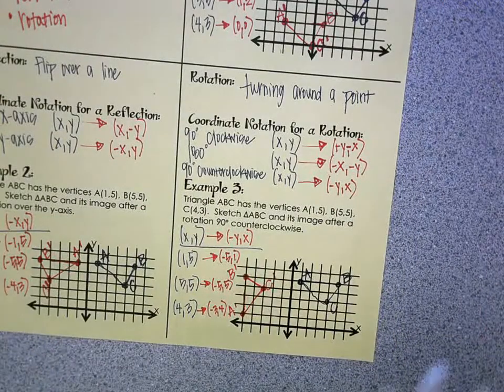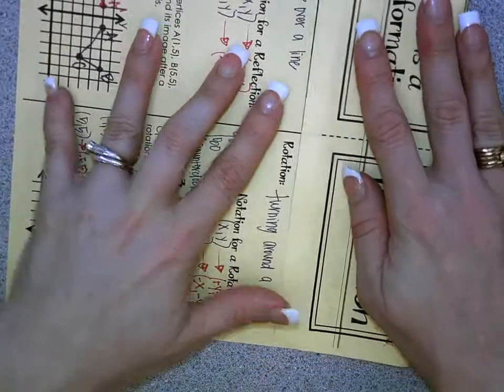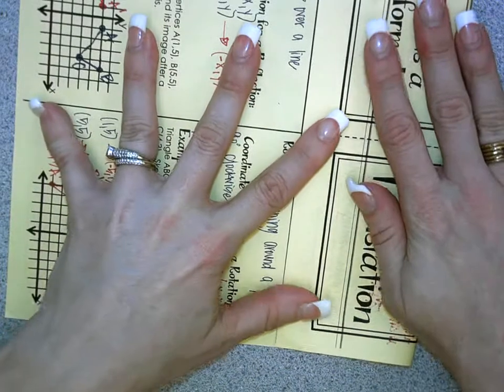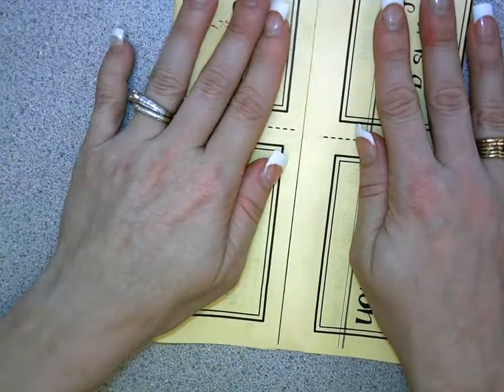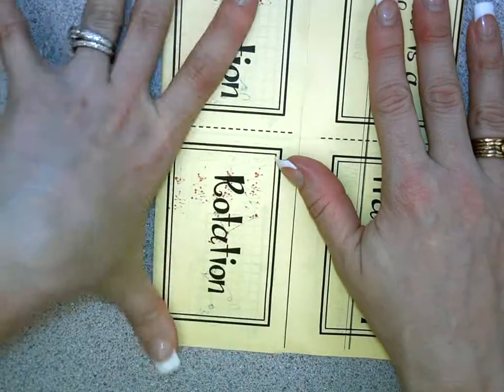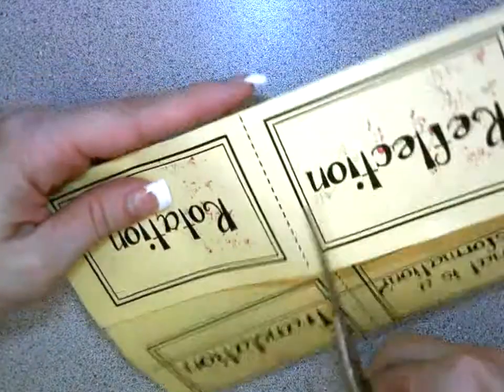The way that this foldable works is if you turn your paper sideways, these fold in. So fold these inside to that black line. And then fold this one inside to the black line. And then you can take scissors and cut along those dotted lines.